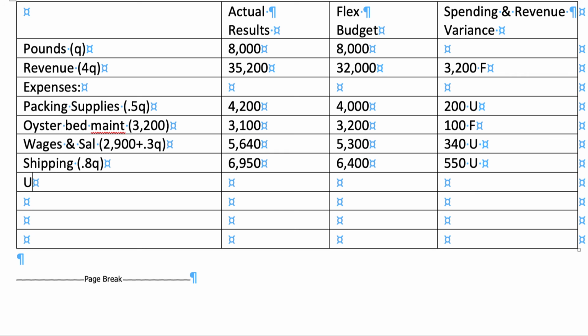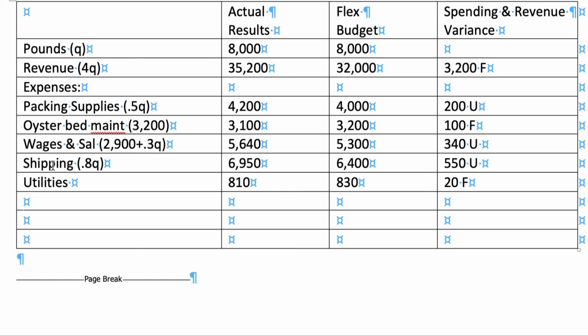Next thing we got, utilities. And utilities is a fixed amount of $830. Okay, what did we actually incur in utilities? $810. So there's a difference there of $20. Is it favorable or is it unfavorable? Well, we actually incurred less than we should have incurred based on the flex budget, so we're favorable. Okay, why? Well, we'd have to research that, right? Maybe when we were budgeting our utilities, the fixed amount we chose was too high. That could be a possibility, right?